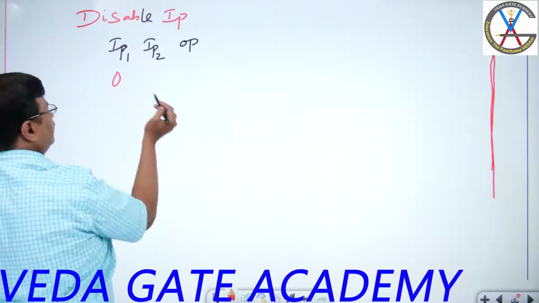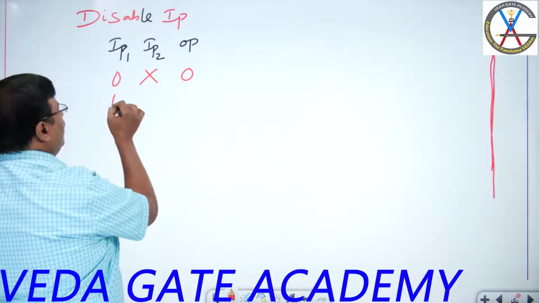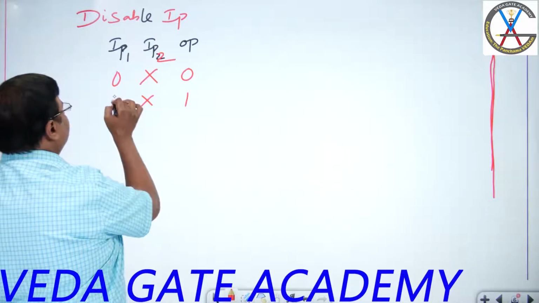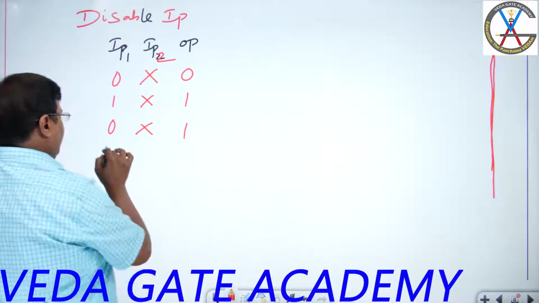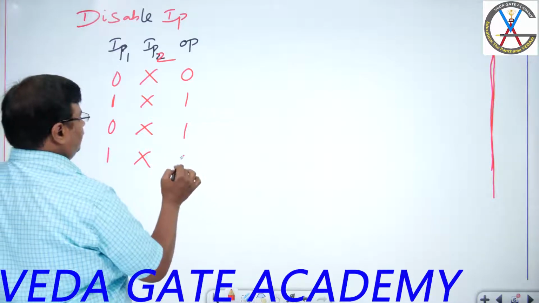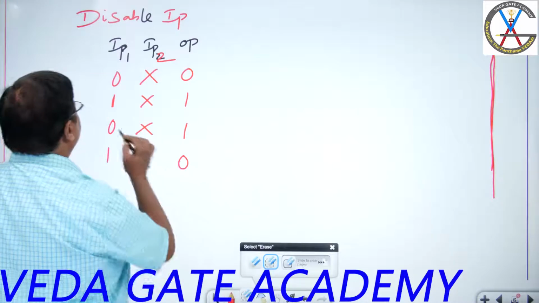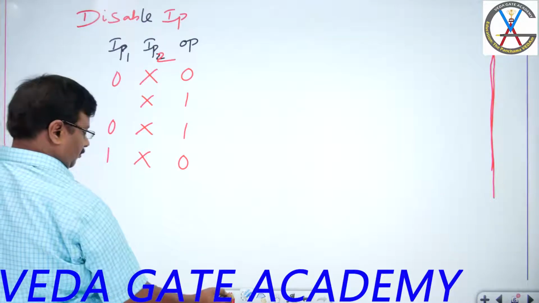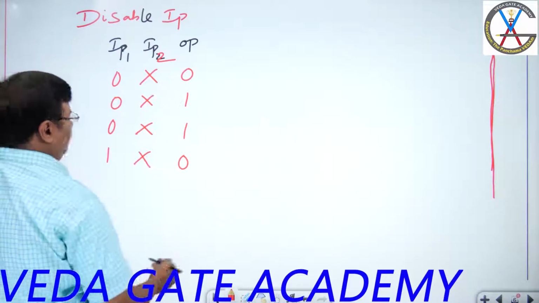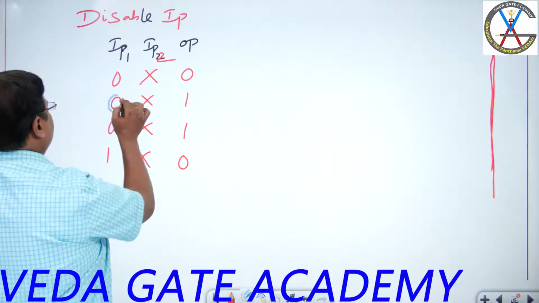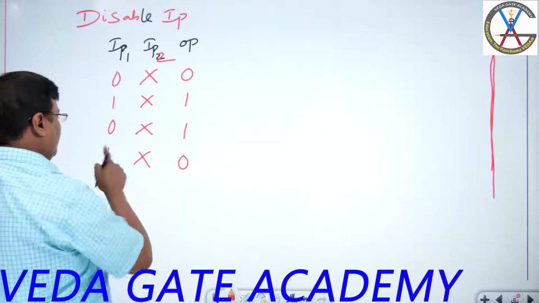If any input is 0, I am not bothered about the second, output is 0. And if any input is 1, I am not bothered about the second, output is 1. And if any input is 0, I am not bothered about it, output is 1. If any input is 1, I am not bothered, output is 0.